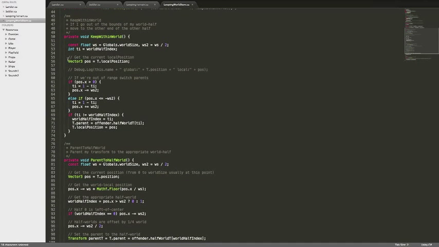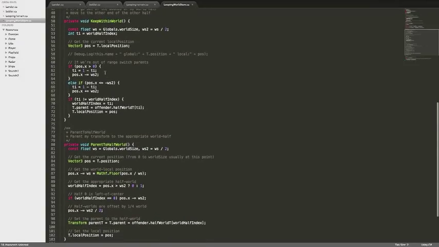So anyway, we get the current position. I check to see if we're out of the range, and I switch parents. That is to say, TI is going to be my new world half index, my new terrain index, I guess. That's what TI stands for, because that's what I used to call it. But I may change that.